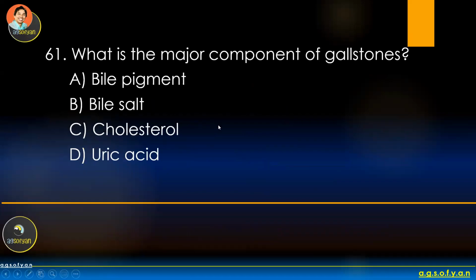What is the major component of gallstones? Bile pigment, bile salt, cholesterol, or uric acid? Uric acid is not, because this is not part of the bile. So the one that is mostly concentrated in the gallstone is the cholesterol. So cholesterol becomes solid in the gallbladder.